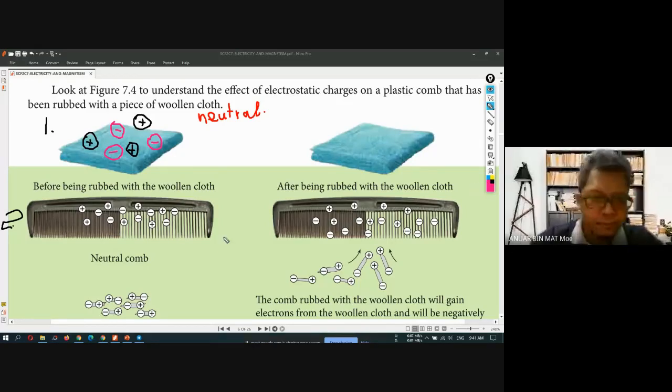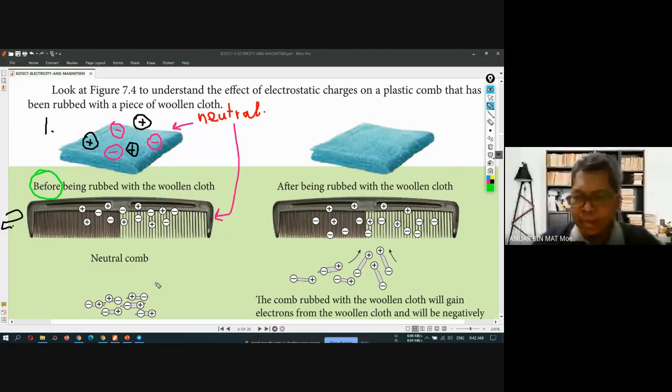How about the plastic comb before we rub it? Also neutral. Woolen cloth neutral, and the plastic comb also neutral, because if you count the number of positive and negative charges, it is the same amount. Positive, 1, 2, 3, 4, 5, 6, 7, and negative, 1, 2, 3, 4, 5, 6, 7. Same amount of charges. You must remember this is what we call before being rubbed.